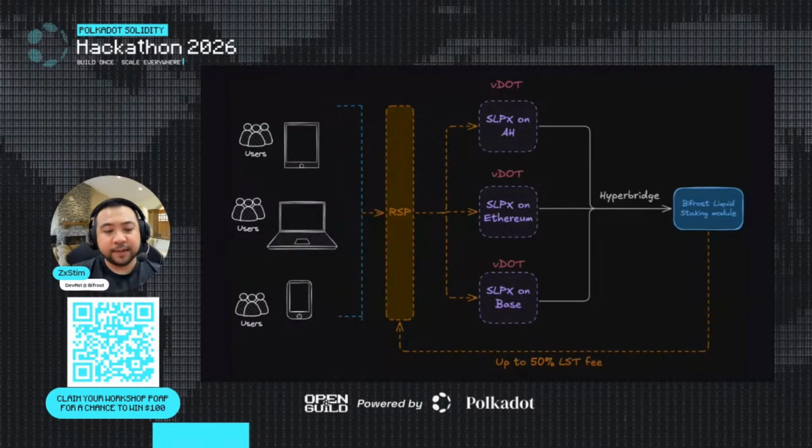It is up to 50% LST fee that we collect. Right now we collect 10%. So for example, if the TVL is like $1 million, then the $1 million would generate X amount of staking revenue, which is in the form of DOT. We would take 10% of that, and within that 10%, we can split up to 50% of that 10%.